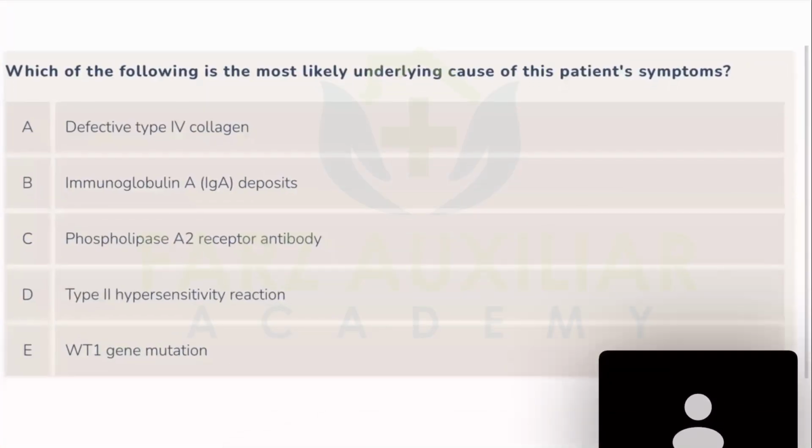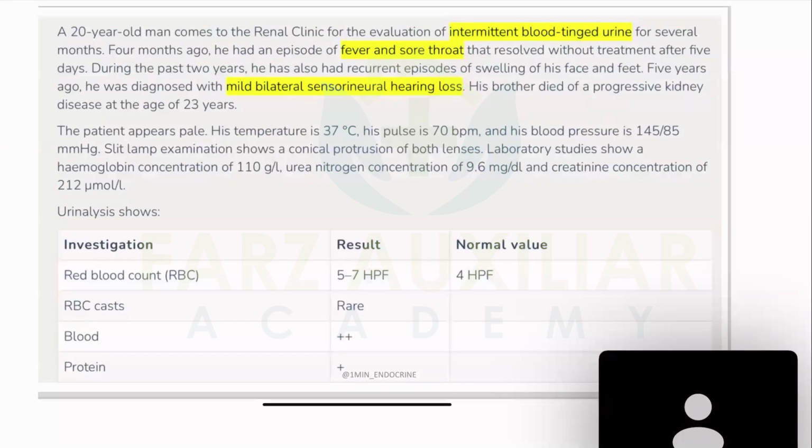So this is Alport syndrome. Mild bilateral sensorineural hearing loss, they have told. His brother died of progressive kidney disease, they have told. So they have given both the possible explanations, and there is also some conical protrusion of both the lenses on slit lamp. I've included this question because these 3-4 points are the ones which come in Alport's, and for some reason they really like it. So there is a hearing loss, there is a family history, and the patient appears pale.